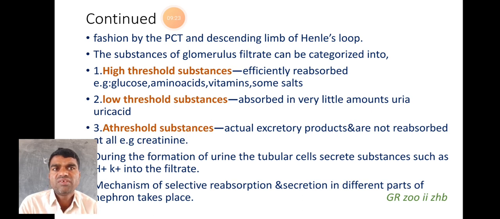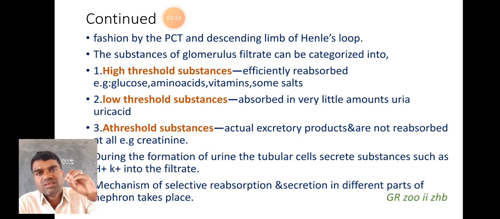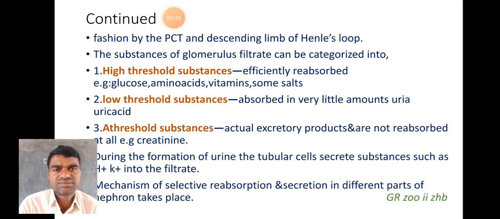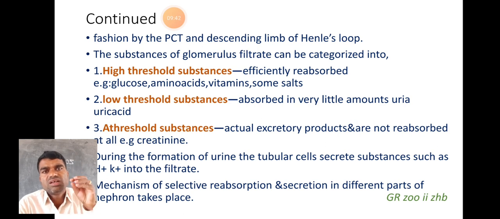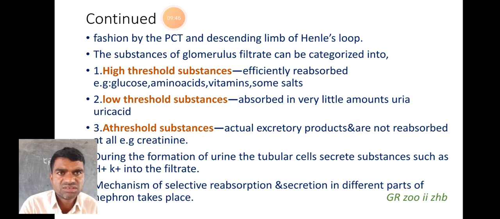High threshold substances are efficiently reabsorbed. These are glucose, amino acids, vitamins, and some salts. All of these are reabsorbed. And the next one, low threshold substances, are absorbed in very little amounts. For example, urea and uric acid are low threshold substances.